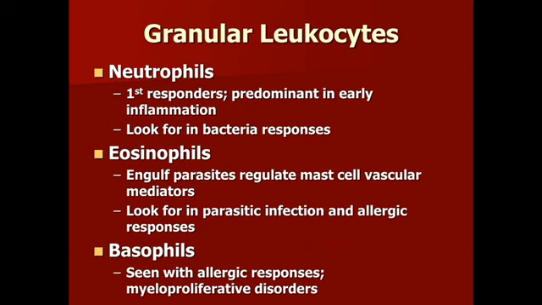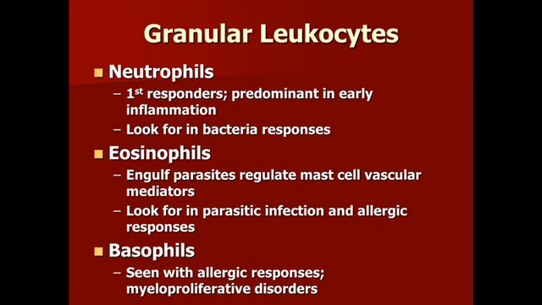The granular leukocytes are the neutrophils, the eosinophils, and the basophils. The neutrophils, as we talked about, I think we talked about these before, but remember those are your first responders. And as a result, they predominate in early inflammation. Specifically on neutrophils, look for bacterial responses. So that's what I would be looking for if I saw a lot of neutrophils. I would be looking for a bacterial infection especially.